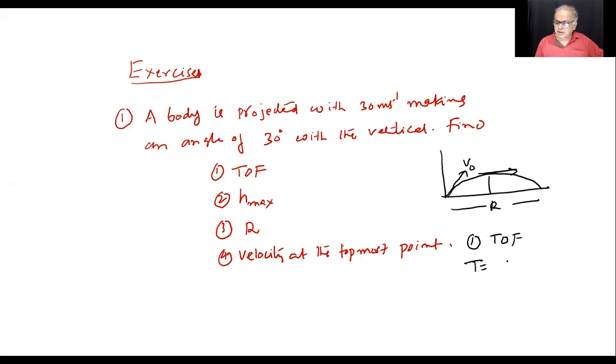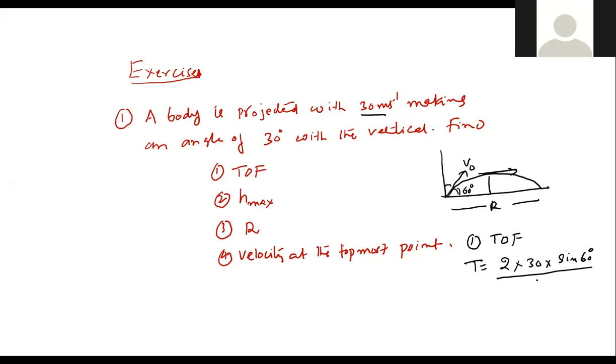T equals. Do you want to use the formula? You can. But if this is given as 30 here, this angle is 60. So I should write that now, right? 2 V0 is how much? 30. 30 sine theta, sine 60 by 10. 10, sir. 2 V sine theta by g.